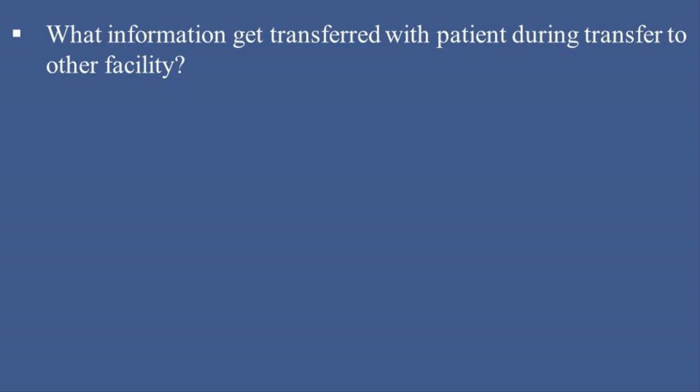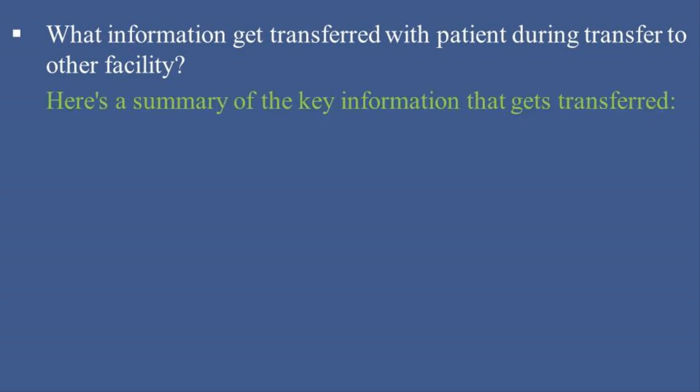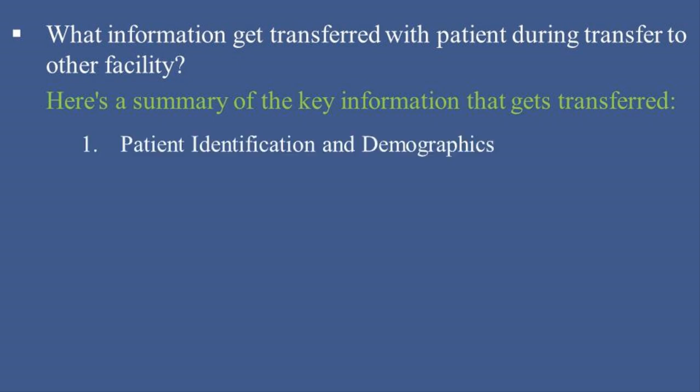When a patient is transferred to another healthcare facility, it's crucial to ensure that all relevant information is accurately and comprehensively communicated to ensure continuity of care. The information transferred typically includes clinical, administrative, and legal details. Here's a summary of the key information that gets transferred.